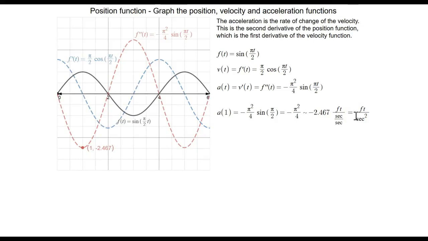We're also supposed to graph all three functions together, the position, velocity, and acceleration functions. So the original position function is this solid black graph. This dashed blue graph is the velocity function. And the dashed red graph is the acceleration function. Notice that the velocity function is 0 where the position function reaches a max or min, just where it's turning around. Likewise, the acceleration function is 0 where the velocity attains a max or min.